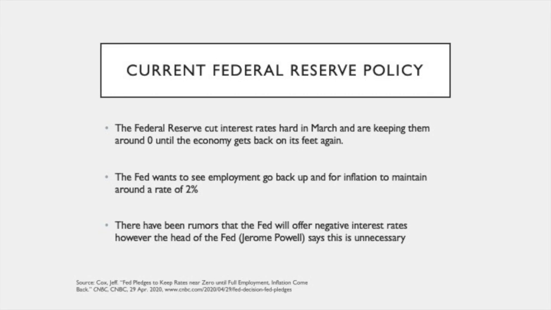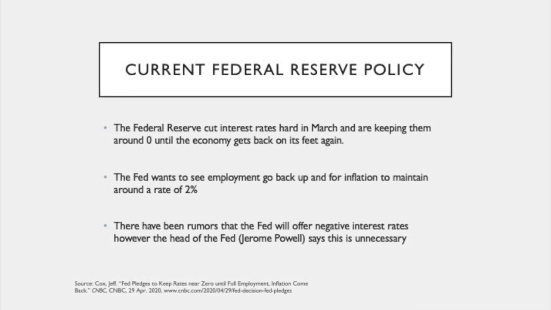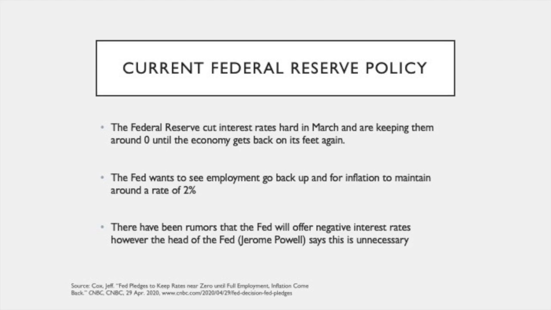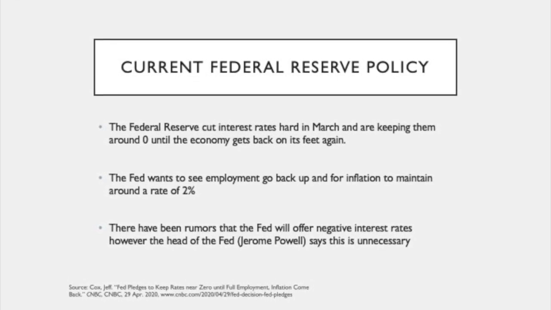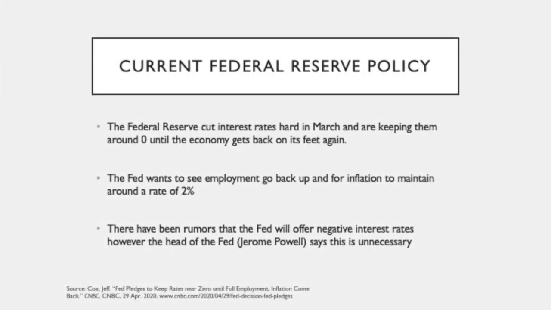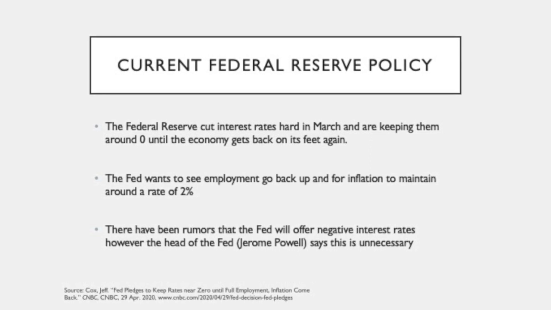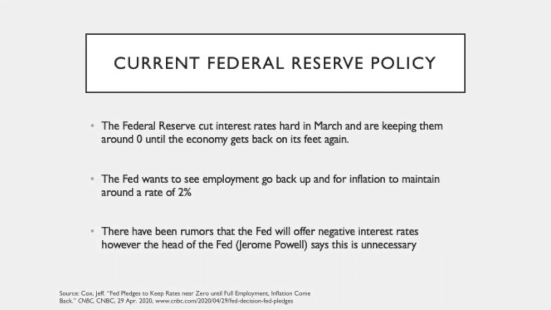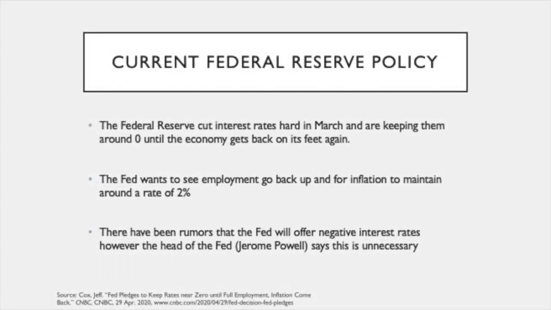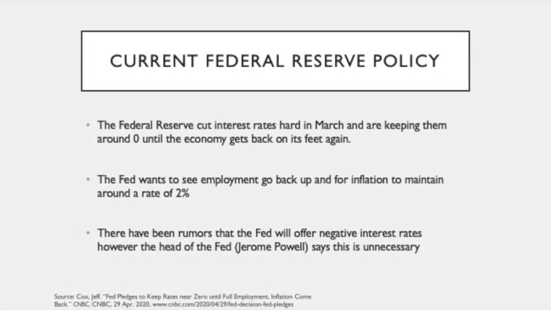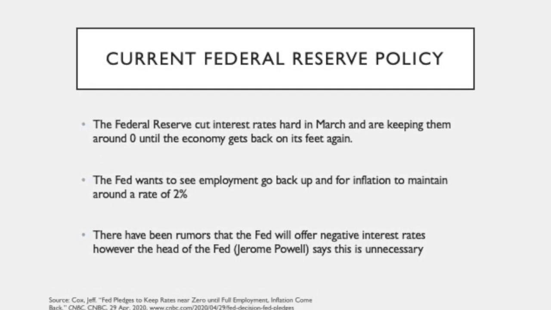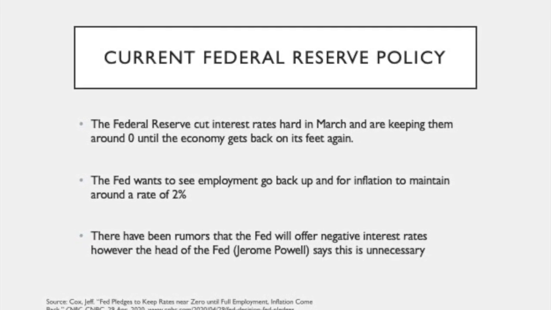So, after looking at the Federal Reserve's interest rate cut in 2008 and their interest rate hikes in the 1970s, I decided to look at some current Federal Reserve monetary policy and see what they're doing during this pandemic and how it might affect our country and economy. So back in March, the Federal Reserve decided to cut interest rates and keep them around zero until the economy got back on its feet again. The Fed wanted to see employment go back up and for inflation to maintain a rate of around 2%.